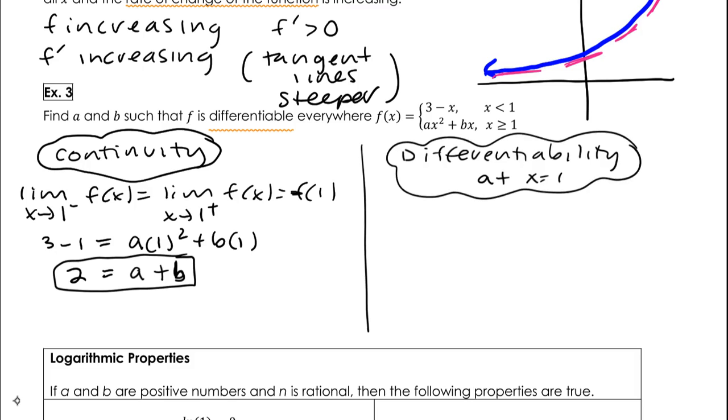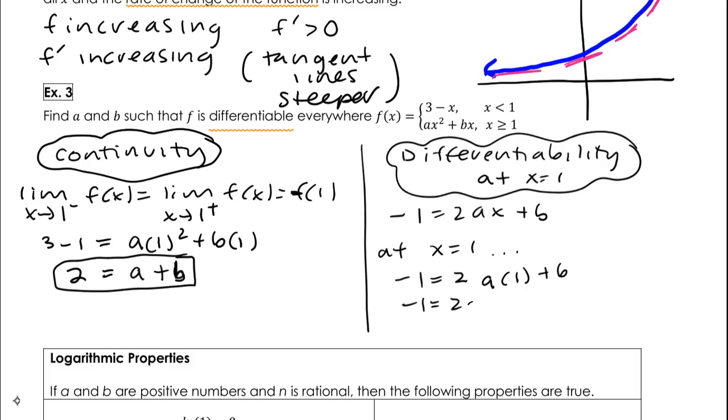So what's the derivative from the left of 1? That's a negative 1. And then if I take this derivative, I'm going to get 2a plus b. So we're going to set the left derivative equal to the right derivative. Okay, but we did say at 1, so now let's look at what happens at 1. We're going to have negative 1 equals 2a, x is 1, plus b. So negative 1 equals 2a plus b. So now I have this equation and this equation. You can do whatever you want.